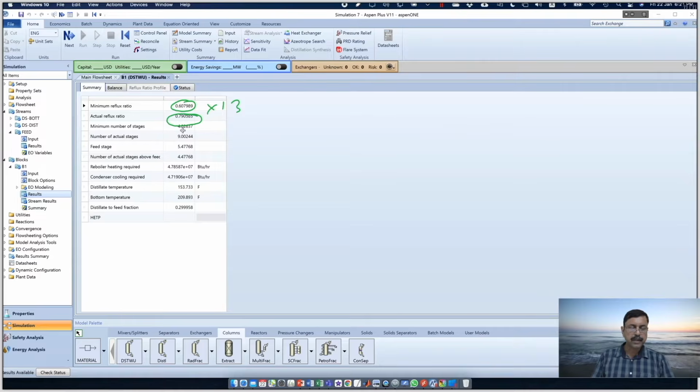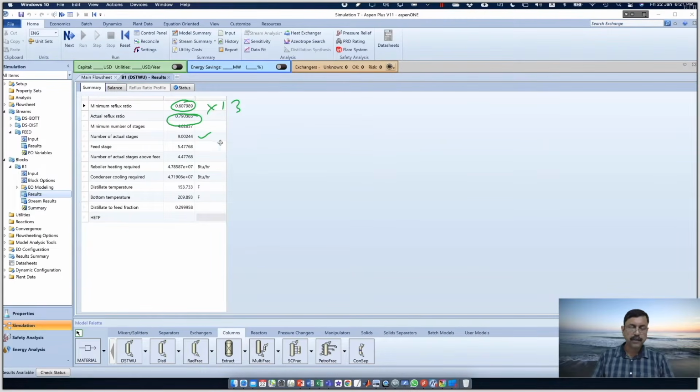Minimum number of stages is 4.62 and the actual number of stages is 9. Actually it is saying 9.00 because it is calculating that way. In reality, number of stages cannot be fraction, so we should take 9. Feed stage is 5.47768. Now here also we have to take 5 for actual operation.